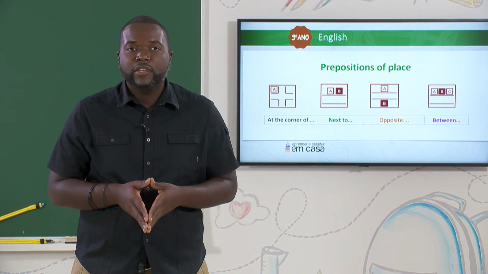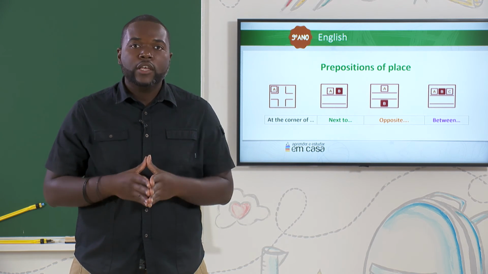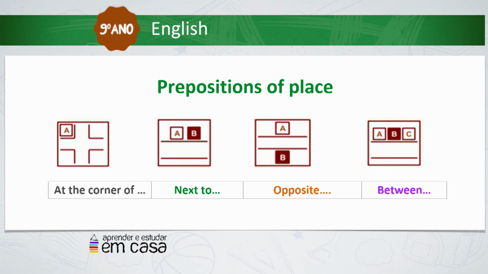Okay, so imagine that in the letter A you have a pharmacy and in the letter B is a square. The next preposition of place that we have is opposite. Once again, in the picture you have two letters. You have the letter A and you have the letter B. Now, the letter A and the letter B, they are opposite to each other.